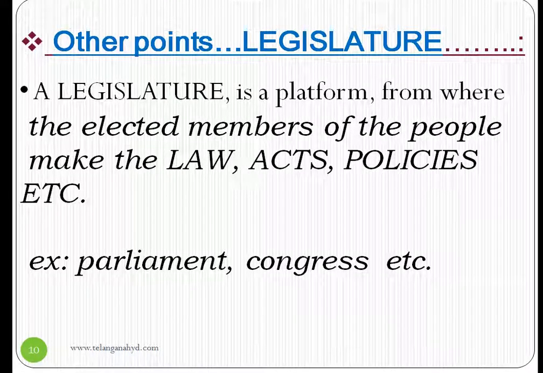Now let us see the other important word, legislature. A legislature is a platform where the elected members of the people make the laws, acts, policies, etc. Example, Parliament, Congress.